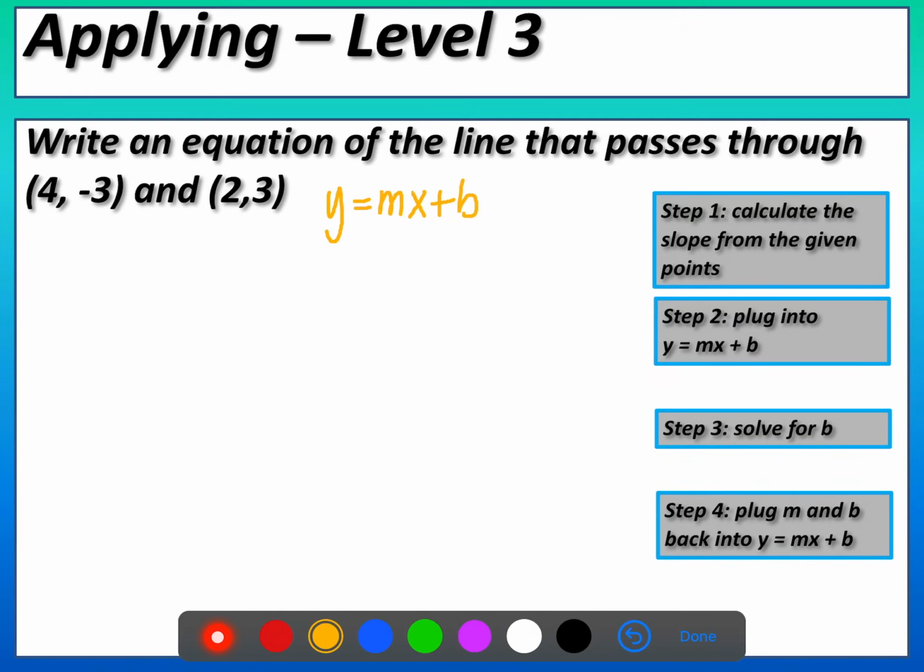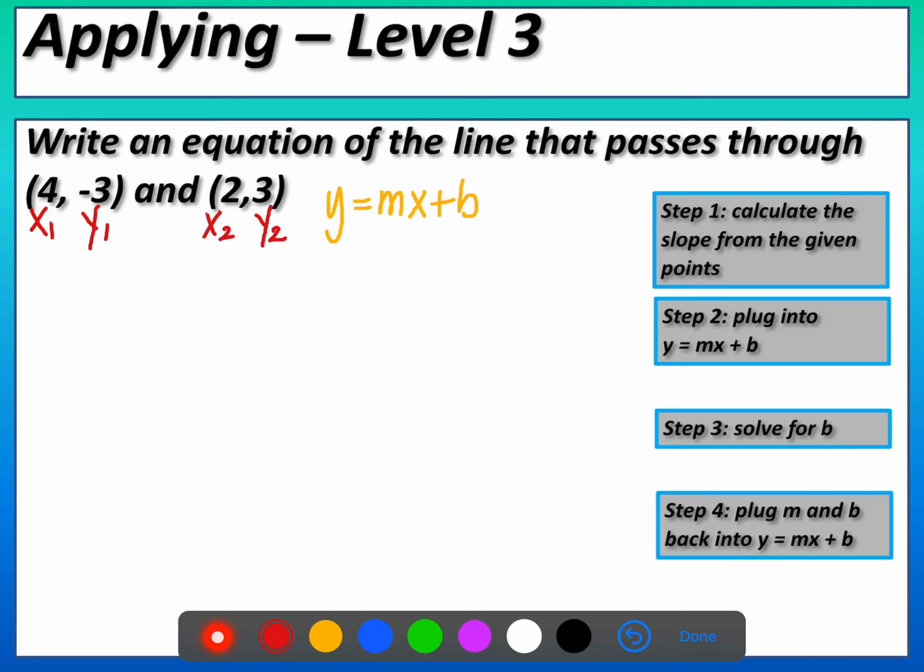Okay, still y equals mx plus b. We need our slope and we need our y-intercept. Well, what can I find from having two ordered pairs? I can find the slope. I can use two ordered pairs to find slope.